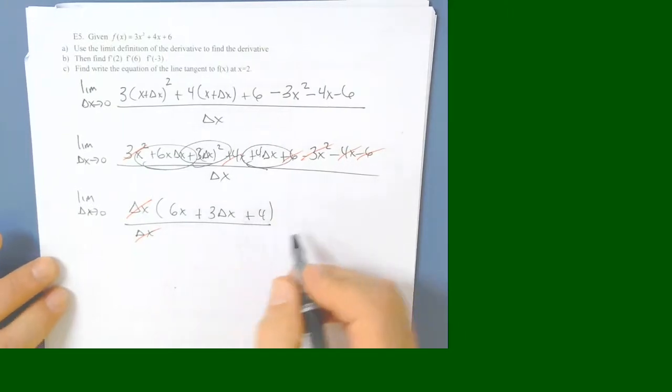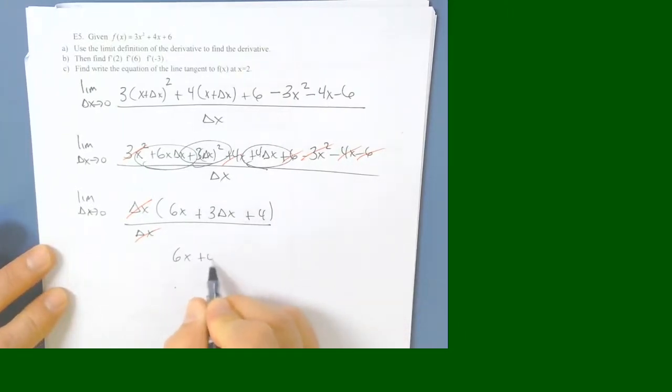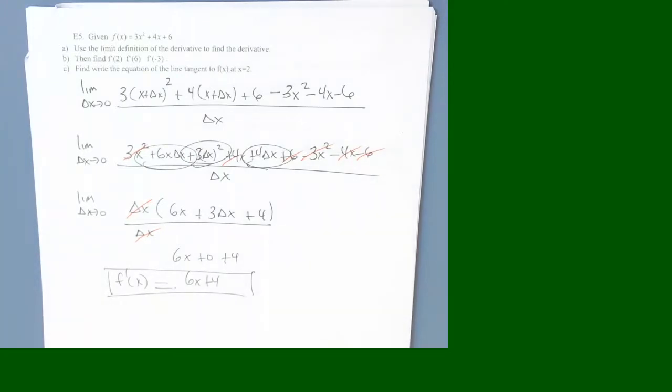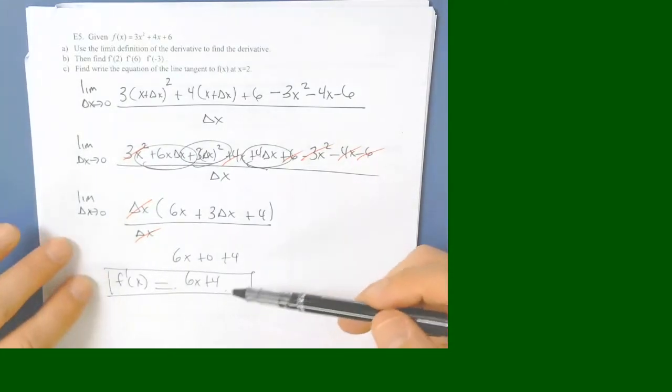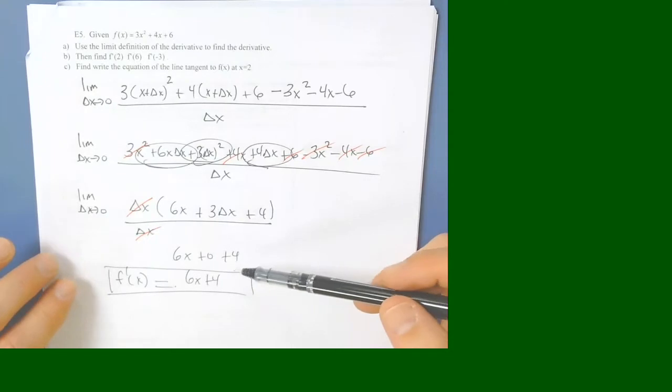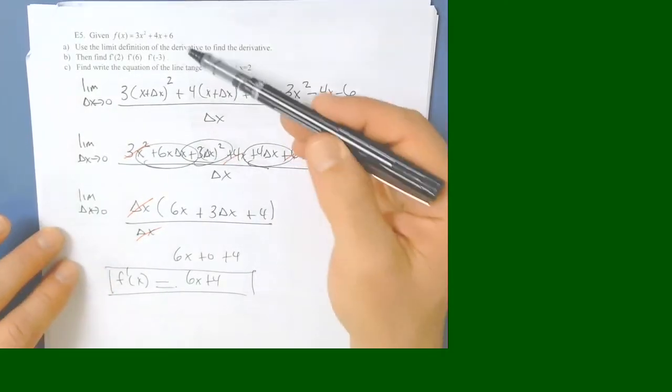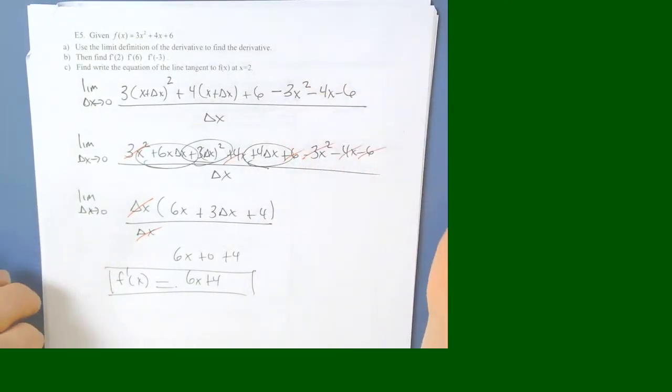Apply the limit. 6x plus 0 plus 4, 6x plus 4. My derivative is 6x plus 4. My instantaneous rate of change is 6x plus 4. My slope at any point on this curve is 6x plus 4.